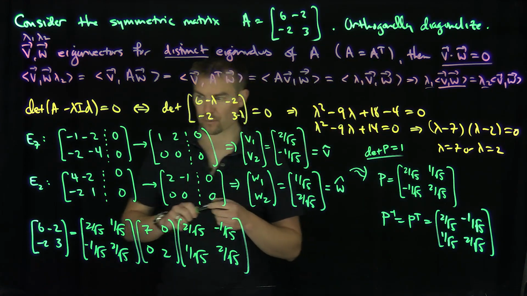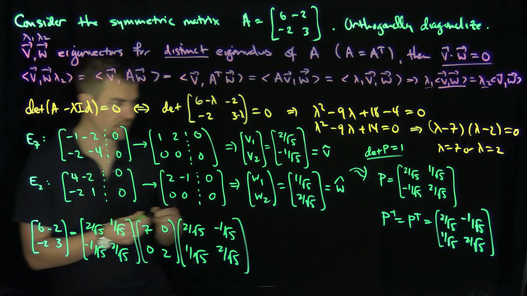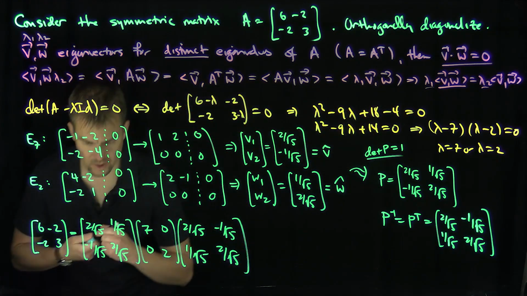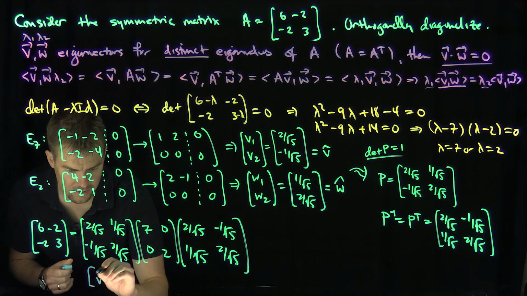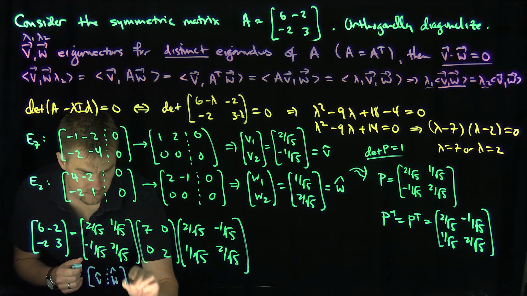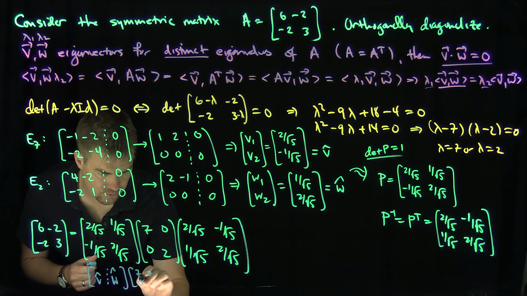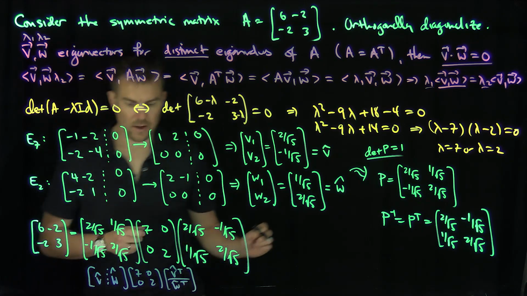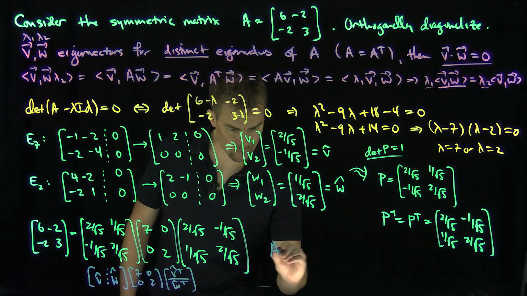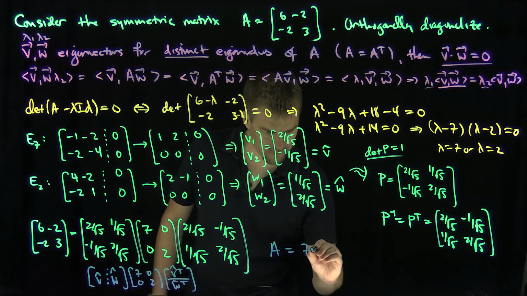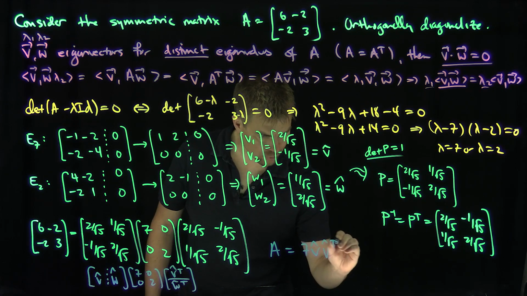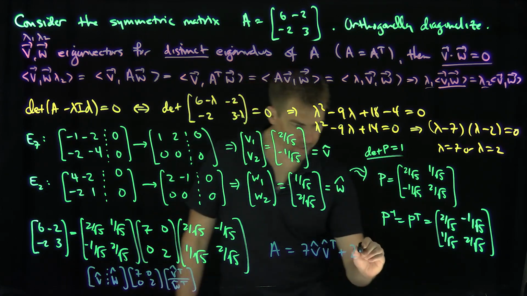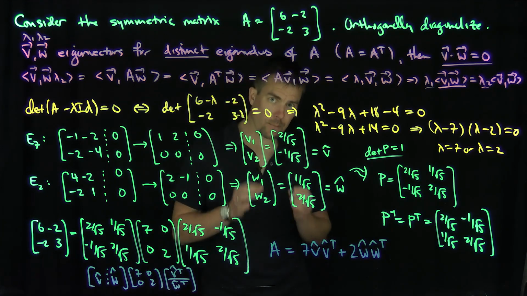So what I have over here is really something of the form that looks like what? This is V hat, W hat, and then my diagonal matrix 7, 0, 0, 2, and then V hat transpose, then W hat transpose. And so if I multiply this out, we see that A is really equal to 7 V hat V hat transpose plus 2 W hat W hat transpose. And this is true in more generality too.